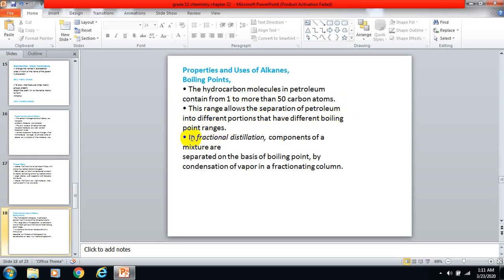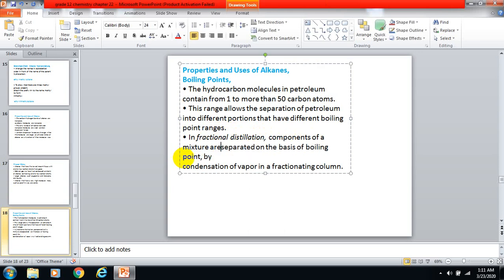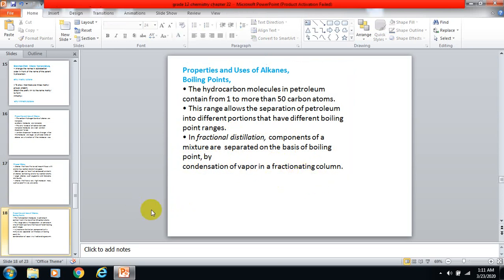Of course, as I told you, look at here we have fractional distillation. I did a project on this. Components of a mixture are separated by giving them different temperatures on the basis of boiling points, by condensation of vapors in a fractionating column.